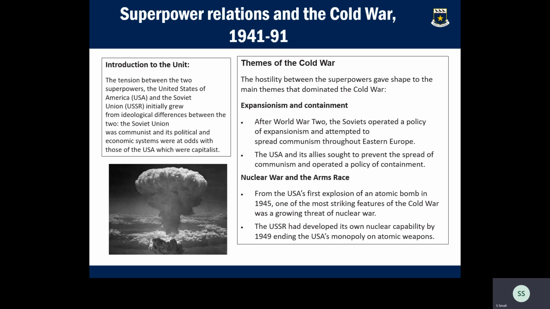And this actually links to some of the topics you have covered in Year 9, because we are currently looking at the Cold War, and we'll be looking at the Vietnam War and the Afghanistan War also, which is all linked to the wider picture of Cold War politics.